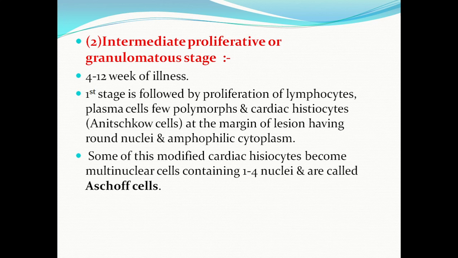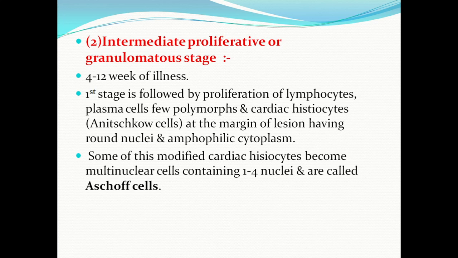The second one is the intermediate, proliferative or granulomatous stage. The name itself suggests that granuloma formation may happen. It occurs after the fourth week until the 12th week of illness. So 4 to 12 weeks of illness, the first stage is followed by what? In the first stage, you can see the fibrinoid degeneration. After that, there will be proliferation in the form of lymphocytes and plasma cells, few polymorphs, and cardiac histiocytes.